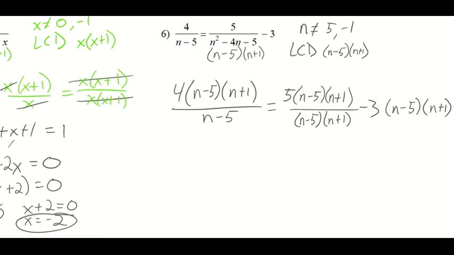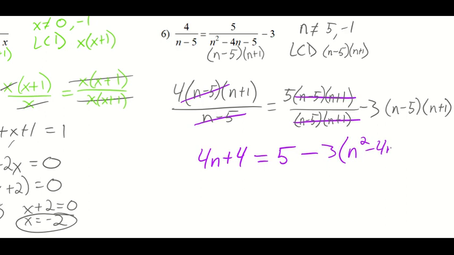All right, so now let's see what factors out. So here our n minus 5's factor out, and then we can multiply the 4 times the n plus 1. So we have 4n plus 4. Here, everything including an n factors out, so we are left with 5. And then we have to multiply these binomials. So we have n squared minus 4n minus 5. Distribute the negative 3.